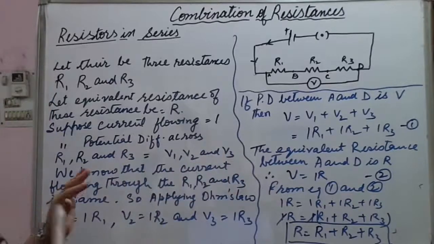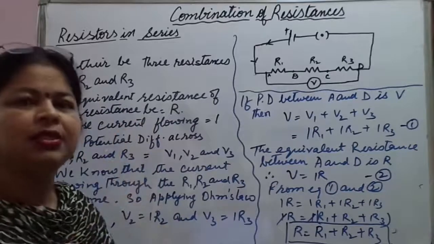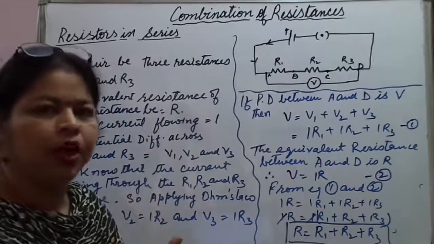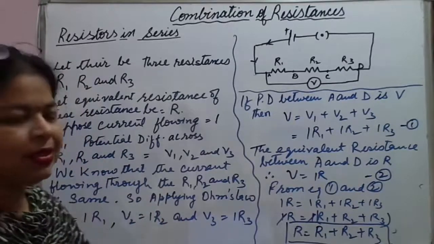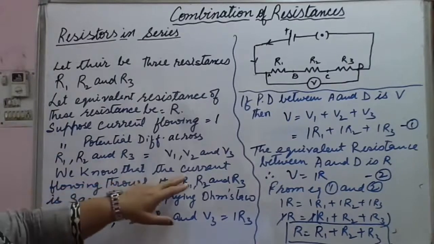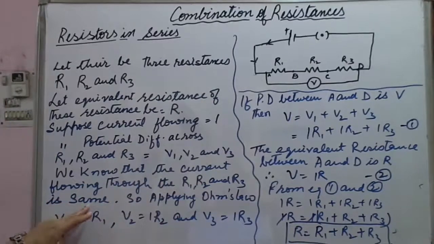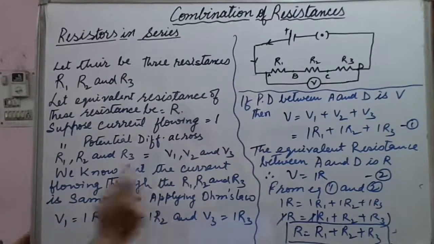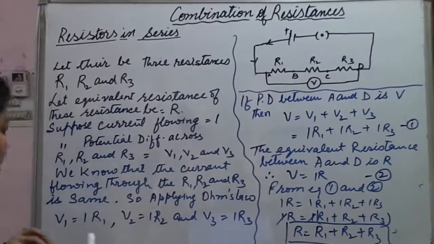Because we are following the condition that when resistances are connected in series, we have the same current flowing through the resistors, we know that the current flowing through R1, R2 and R3 is the same. You need to mention this, otherwise you won't get marks. This is a requirement. Now applying Ohm's law. What is Ohm's law? V is equal to IR.